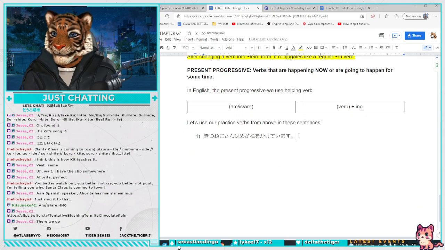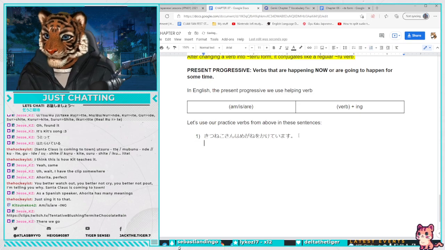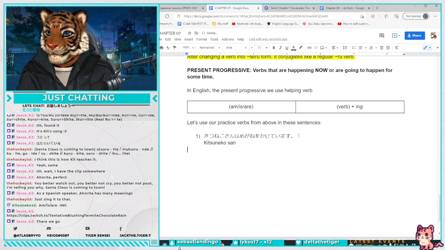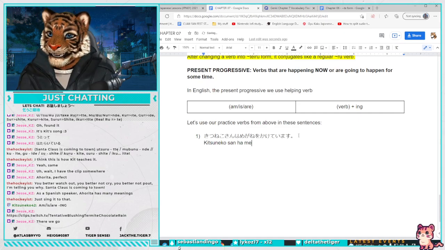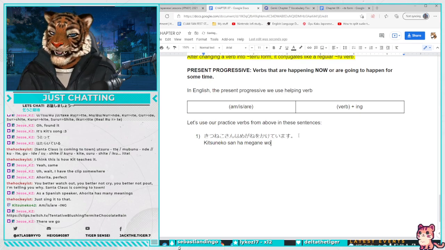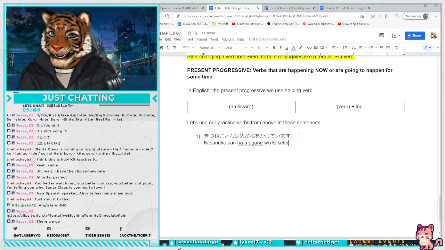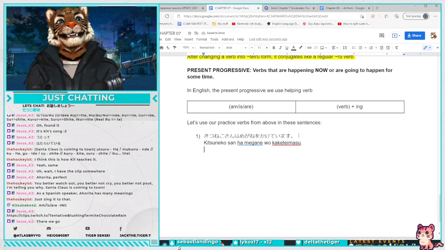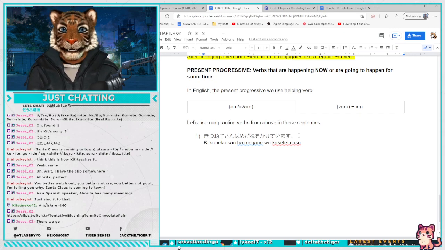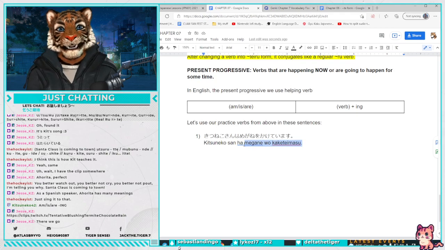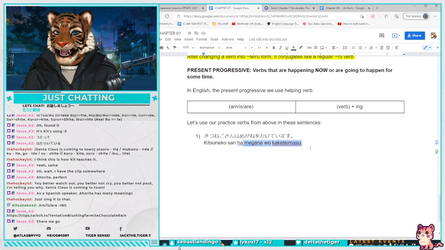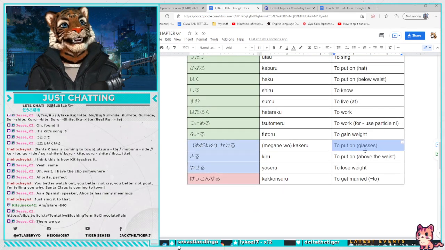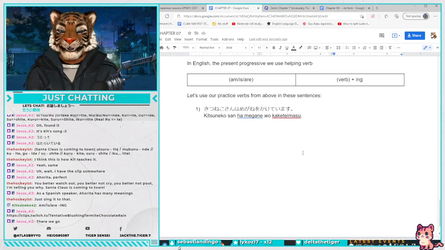So this one, Kitsuneko-san wa megane wo kaketemasu. Kitsuneko-san. Why? Megane. Oh. Kakete. ています。 その文の意味は何ですか? What does this mean? キツネコさんはメガネをかけています。This is one that we're using in the present progressive. So, メガネをかけています。Remember, メガネをかけている。It means to what? To put on glasses. What would this sentence mean?